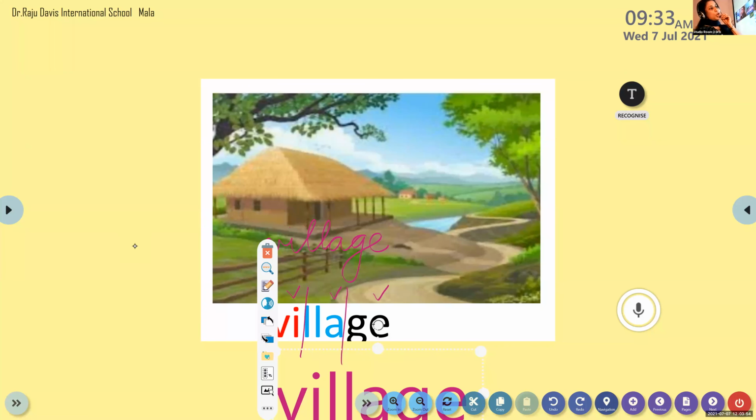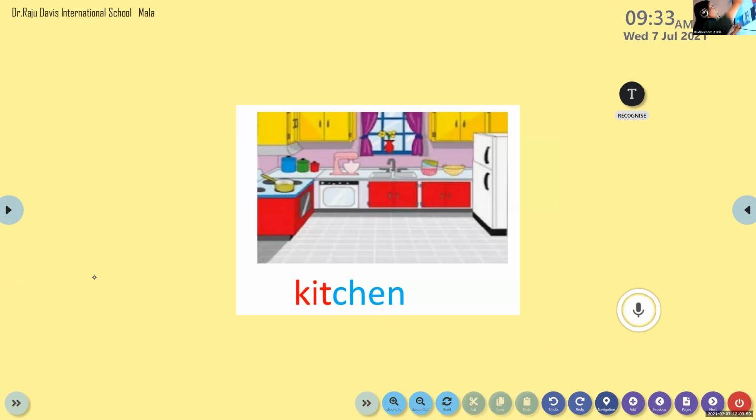Yes. Now let's move on to the next word. What is this word, children? Kitchen. Okay, kitchen, kitchen. That is a way to pronounce it. Yes, it is kitchen.